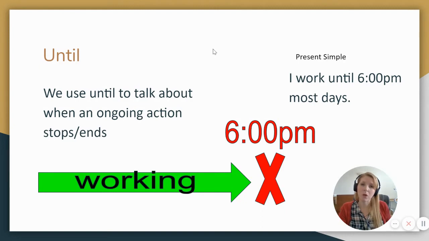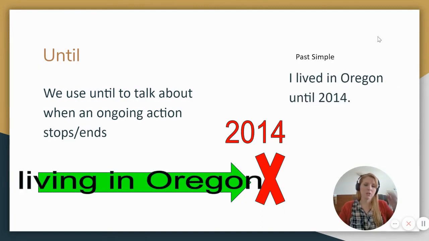Let's look at how we would use it with the past. So in the past, I didn't live in Chicago. I lived in Oregon. So how long did I live in Oregon? I lived, see the past tense? I lived in Oregon until 2014. So 2015, 2016, no, I'm not in Oregon anymore. So we can also use this in the past to talk about an action or something in the past and when it stopped in the past.